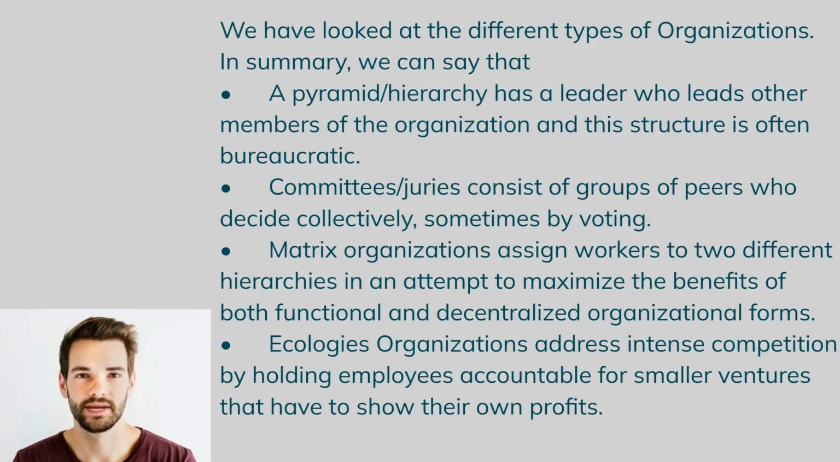We have looked at the different types of organizations. In summary, we can say that a pyramid or hierarchy has a leader who leads other members of the organization, and this structure is often bureaucratic. Committees or juries consist of groups of peers who decide collectively, sometimes by voting. Matrix organizations assign workers to two different hierarchies in an attempt to maximize the benefits of both functional and decentralized organizational forms. Ecology organizations address intense competition by holding employees accountable for smaller ventures that have to show their own profits.